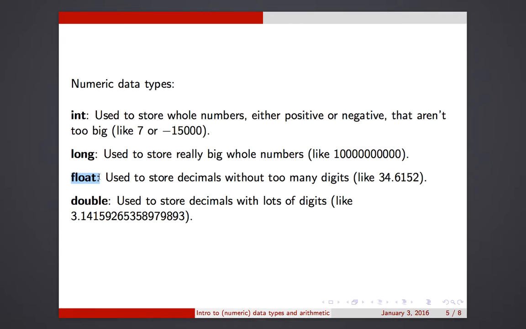A float is used to store decimals without too many digits. So it's like the decimal version of int. And then double is like the decimal version of long. It's used to store decimals with lots of digits. So if you tell the computer float, I'm not expecting too much information, right? You would use double if you really want pi, for example, very precisely, right? There's pi with like 15 decimal places.